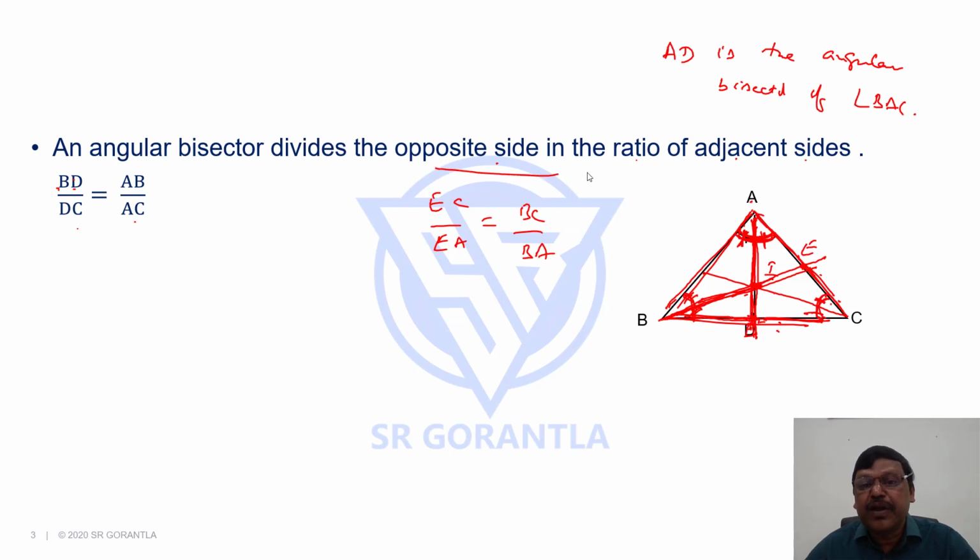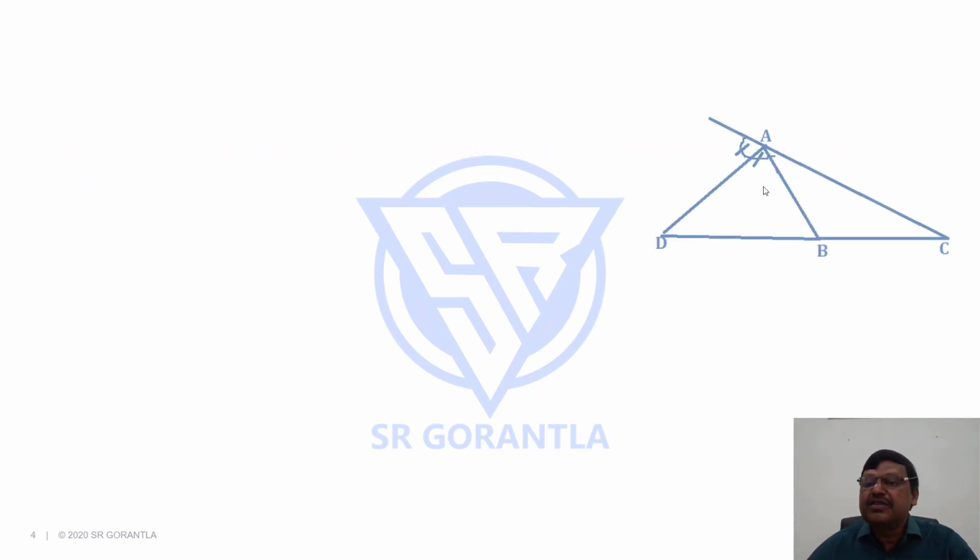And the same property applies even to the external angular bisector. The only thing is that it divides externally there. Let's take up a diagram. If you consider this triangle ABC, and if I extend this line, this is the external angle at A. If you draw this AD, which bisects the external angle, AD is the external angular bisector.